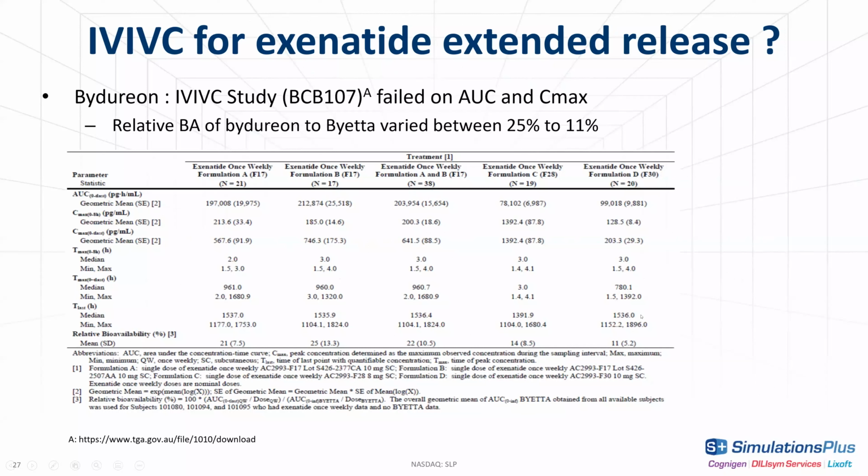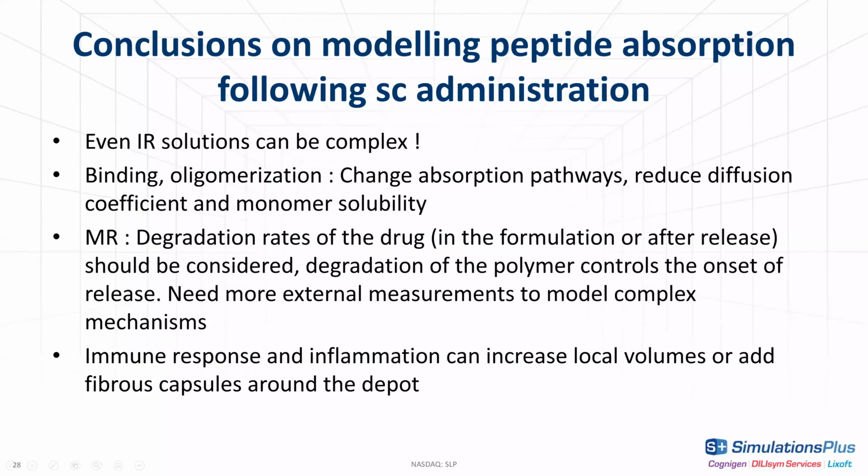So the conclusion on modeling peptide absorption is that even IR solutions can be complex. So you have to look at potential binding and oligomerization, which will change the absorption pathway and may change the rate of absorption. For the MR or ER formulation, the degradation rates of the drug should be considered, and they can be integrated in the model. And the model can integrate external measurements to the in vitro release, which would apply to more complex mechanisms. For example, if you have complexation or degradation following the release.